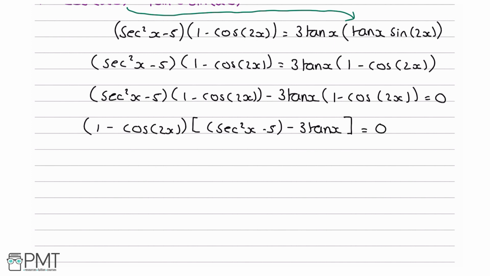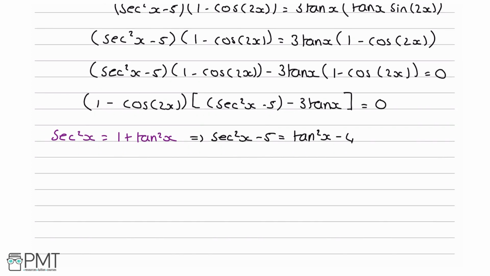Now, what I'm going to do here is introduce another step, and I'm going to use the identity that secant squared x equals 1 plus tan squared x. The reason I'm going to use this is because using it we get that secant squared x minus 5 equals tan squared x plus 1 minus 5, so this is going to be tan squared x minus 4. I'm going to plug this in for our secant squared minus 5.